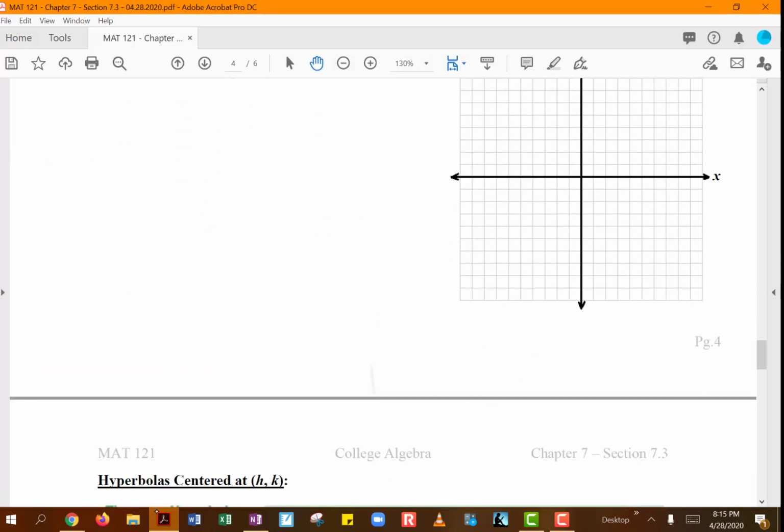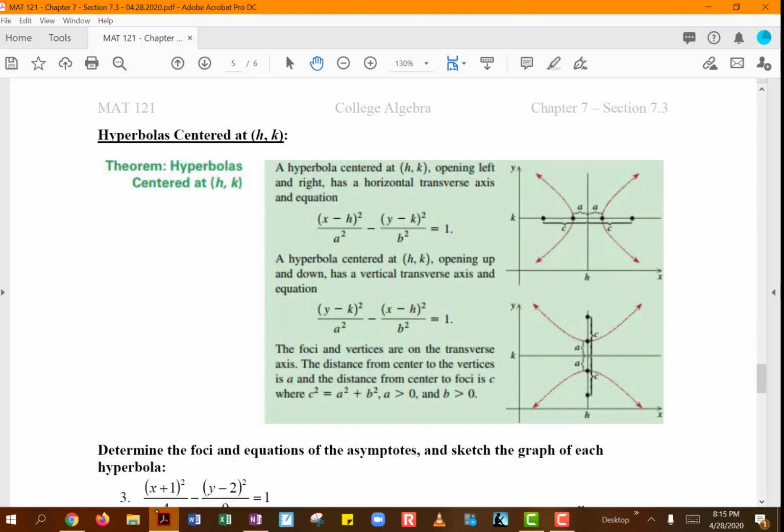Alrighty, now what happens if our hyperbolas are not centered at (0, 0) and they are centered at a point (h, k)? Just like you saw with the ellipses, when the center moves, all the points have to move. You will see something similar over here with these examples also. When your center is at (h, k), your equations will change, and you will have (x minus h) quantity squared over a squared minus (y minus k) quantity squared over b squared equals 1.